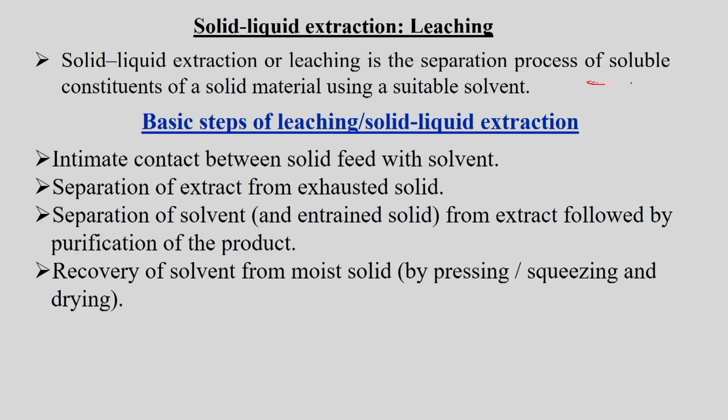Okay. So, the solid-liquid extraction, or leaching process, is the separation process of the soluble constituents of a solid material using a suitable solvent. The basic steps are intimate contact between the solid feed and the solvent, then separation of the extract from the exhausted solid, then separation of the solvent and entrained solid from the extract, followed by purification of the product, and recovery of the solvent from the moist solid just by pressing or squeezing and then drying.